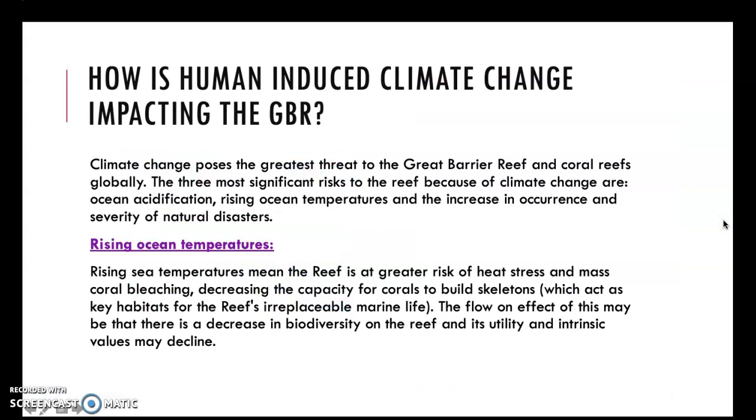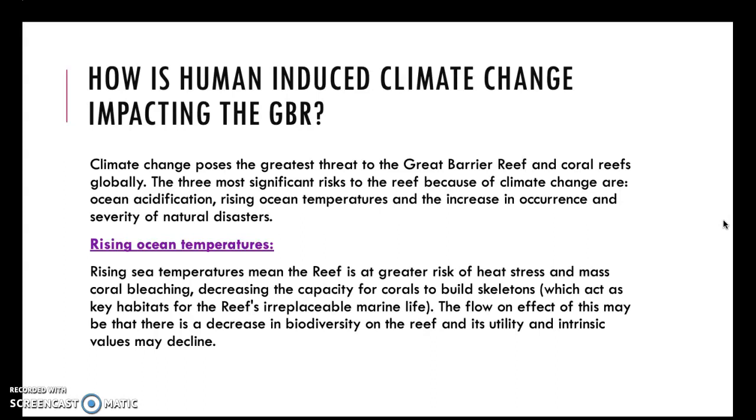The last point we're going to look at today is how human-induced climate change is impacting the Great Barrier Reef. Now, all of you should remember doing climate change from Year 9 Geography. Climate change is the idea of a changing climate. It's in the name. Things like temperatures rising, changes to rainfall patterns, issues like that. Specifically, we're going to look at how climate change is impacting the Great Barrier Reef.